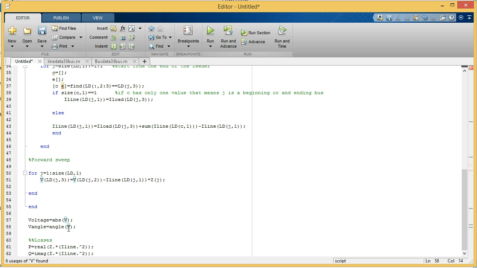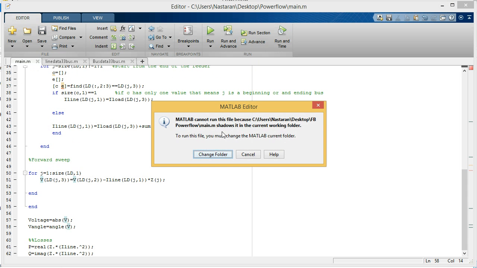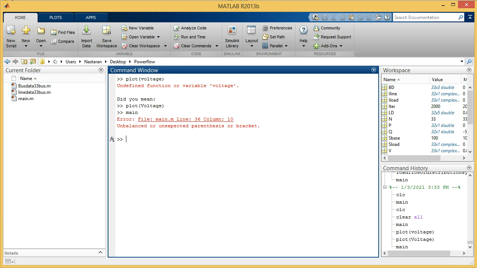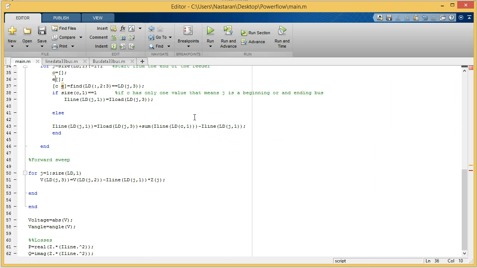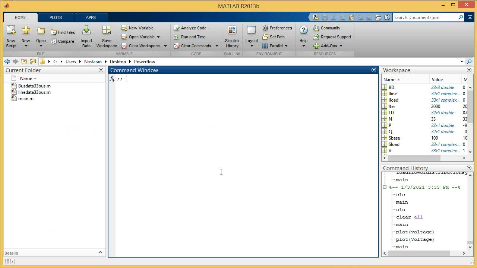And yeah, I think that should be fine. Let's run our script and see. Okay, so we first save our script, and I'm gonna just name this main and change the folder. We have an error. Yeah, I forgot to write the equal sign. So I forgot to write the equal sign, and let's run it again. And okay, I think it's fine.